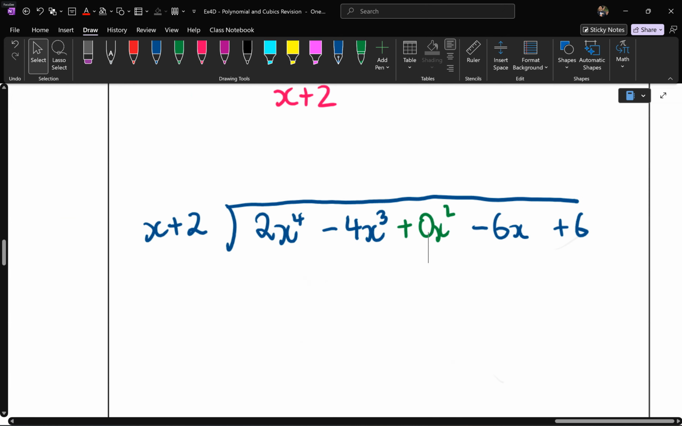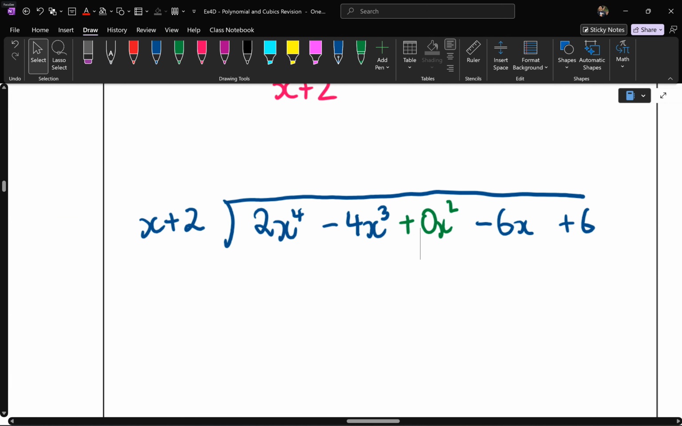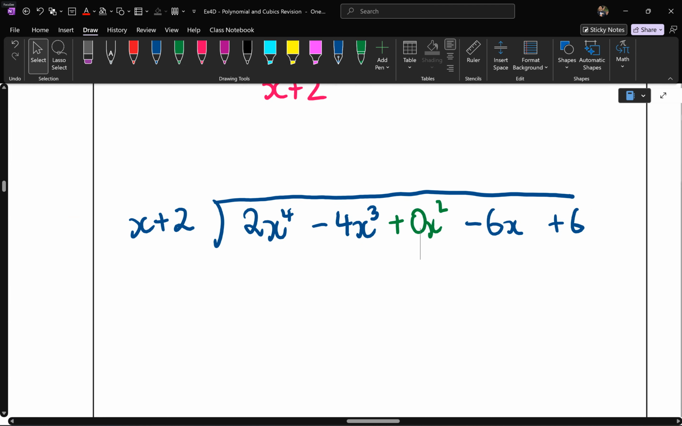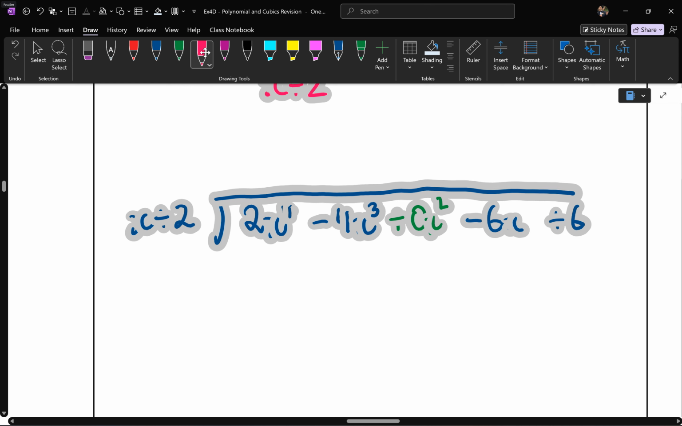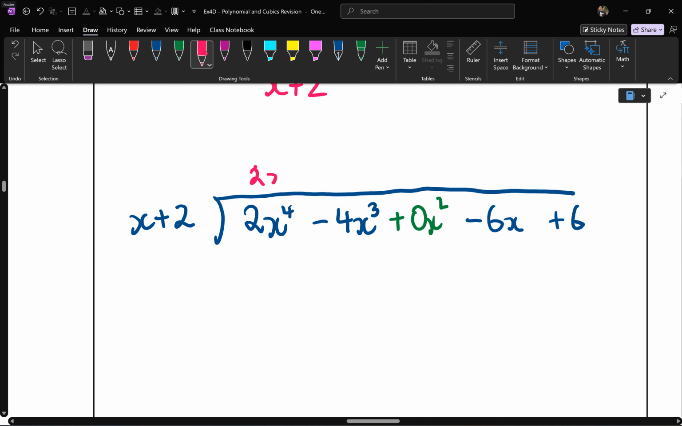All right. What's the first step? Can I please have, let's go with Joe. What do we do in the first step? Write 2x cubed at the top. So let's write out 2x cubed.